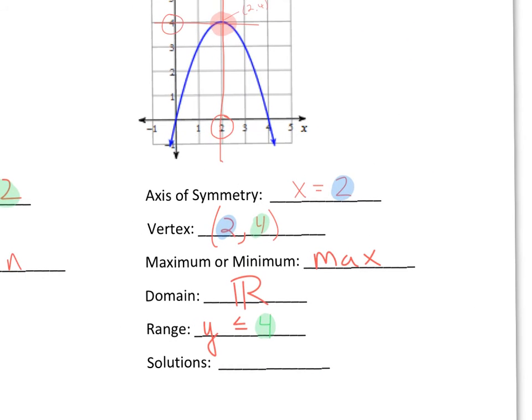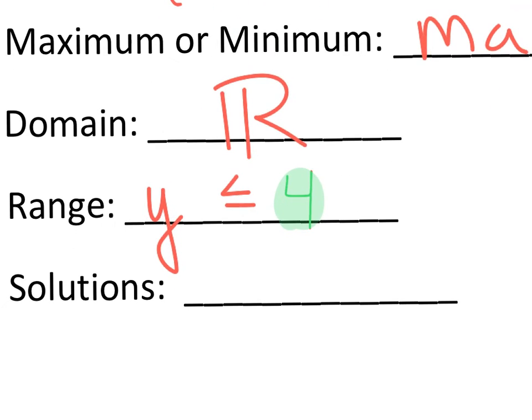All right, solutions. So now, where does it cross that x-axis? If I'm looking here, it looks like it's crossing here at 0 and crossing here at 4. So on your solutions, you're going to just say that x equals 0 and x equals 4. Those are your two answers.